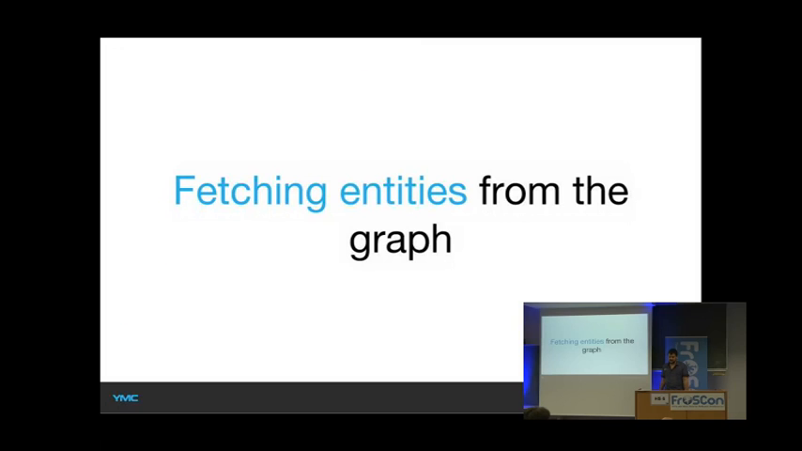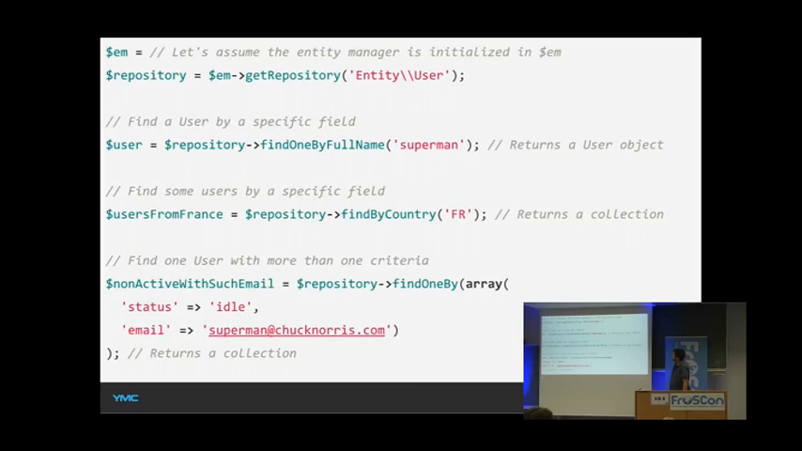Next, we want to fetch an entity from the graph. For doing this, like before, we get an entity manager and the repository for the user. We call find one by full name, or we can call find by country if we have a field country in the entity. You may have seen that we can call find by or find one by. If we call find one by, there will only be one object. If we call find by, it will be an array of all objects matching.